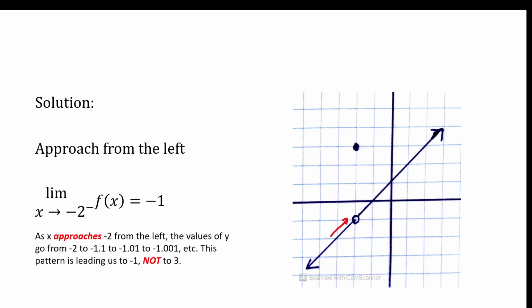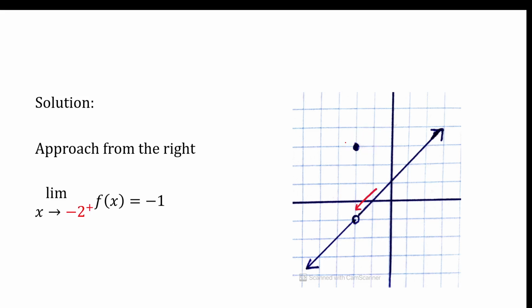As x approaches -2 from the left, the values of y go from -2 to -1.1 to -1.01 to -1.0001, etc. This pattern leads us to -1. It doesn't lead us to 3. As we're approaching, we're never getting infinitely close to 3 following the y values we get as x is approaching -2 from the left. These y values, not when we're at -2, but when we approach -2 from the left, aren't getting close to 3. That's kind of like an anomaly.